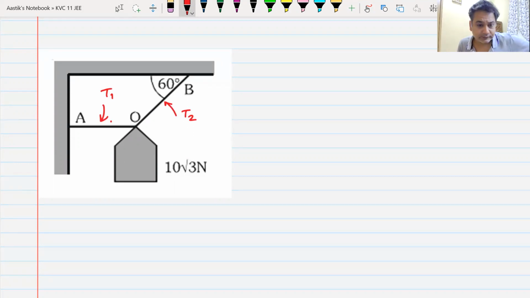So T1 is 10 Newton. That looks good. What about T2? T2 is 20, sir. That is absolutely right. Well done. What about the others? Everyone got the same answer? Yes, sir. Or shall I do it for you how it is done?